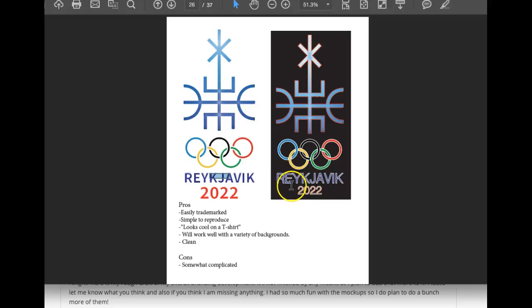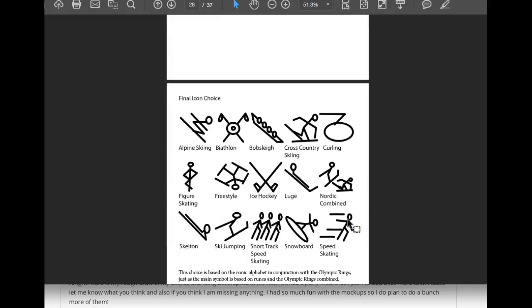Another thing I want to bring to your attention is that the mechanics are different between these two logos. In other words, this 2022 is a lot bigger compared to Reykjavik than this 2022. So you've got to get some consistency in there. Let's move on, see where we're at.